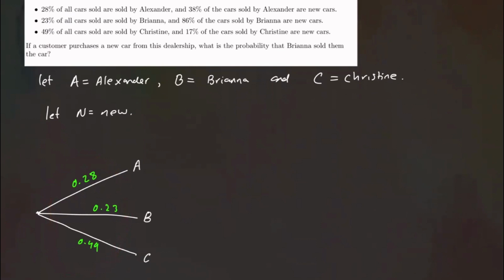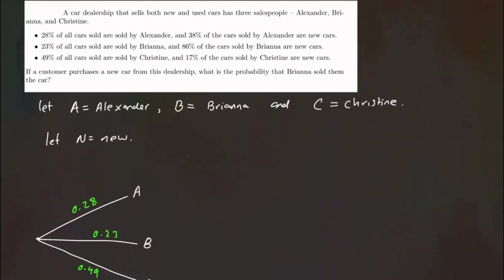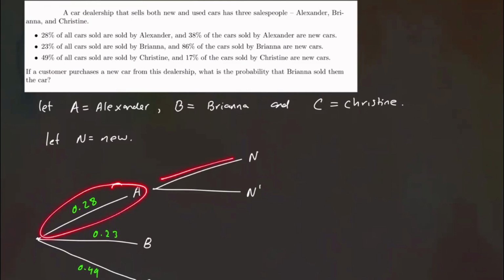Now, within these salespeople, they're selling new cars or old cars. So here, Alexander is selling a new car or an old car. We know 38% of the cars sold by Alex are new, so I'm going to put down cars that are sold by Alex and new. That's this branch right here, so this is going to be 0.38. If I do 1 minus 0.38, I get the complement, which is 0.62. That's not new, an old car sold by Alex.